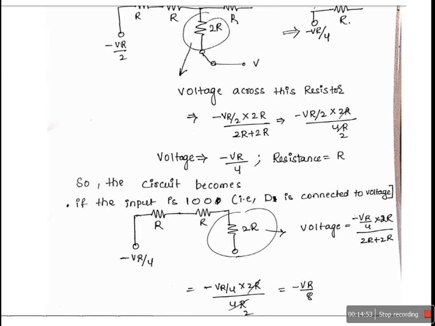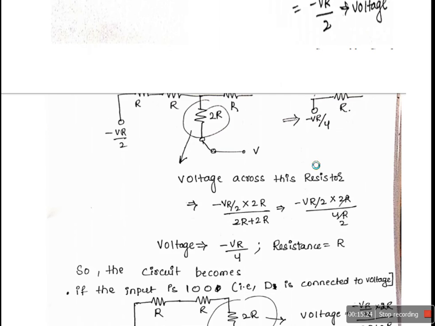Here the known voltage is minus VR by 2 into these two resistors; the equivalent resistance R plus R is 2R, so 2R by 2R into 2R. So that's the reason I am getting minus VR by 2 into 2R by 4R. So minus VR by 4. How am I getting the equivalent resistance R? Because these two resistors are in series, 2R into 2R by 2R plus 2R, and the equivalent resistance is R.